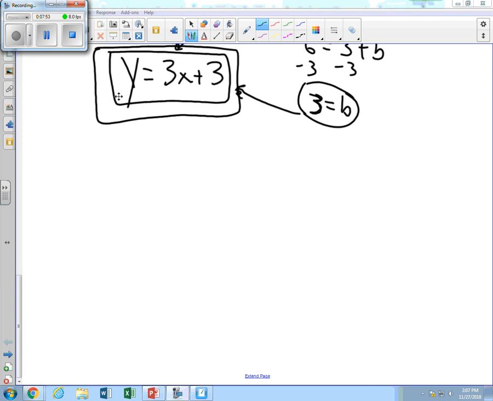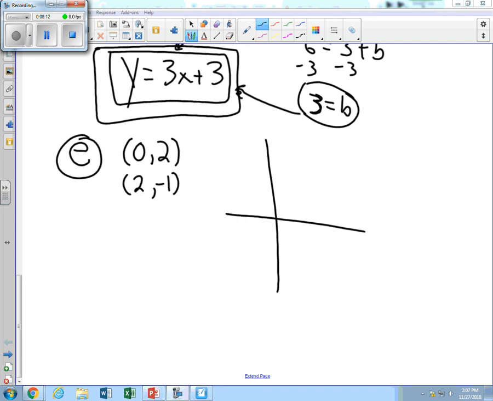Our last one, E, you're given a graph. Now, you could do it like this, where you have (0, 2) and (2, negative 1), and solve it the long way, or solve it the normal way when you're given 2 points. When it's a graph, though, it's very easy. So I'm just going to quickly graph how it kind of looks. Let's put a dot here, let's put a dot here, and a line that connects it.